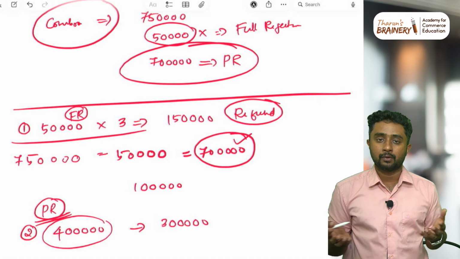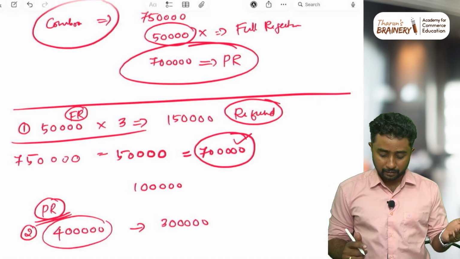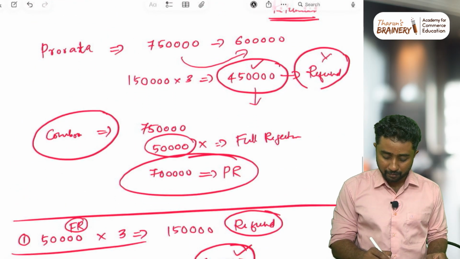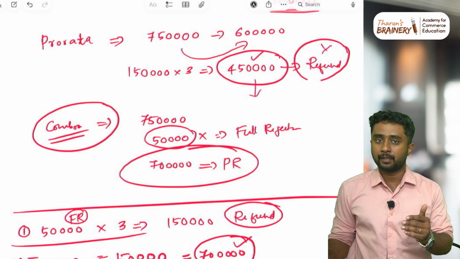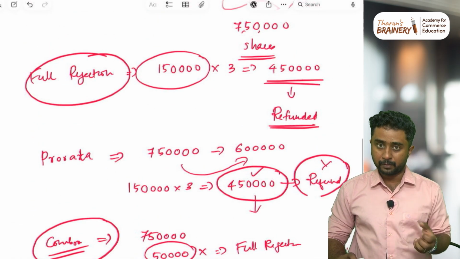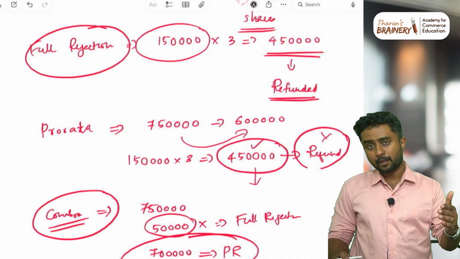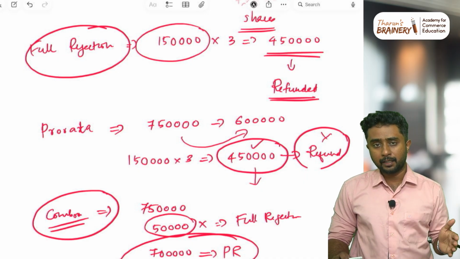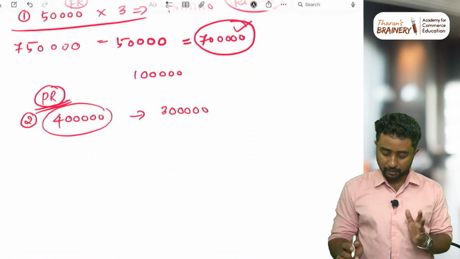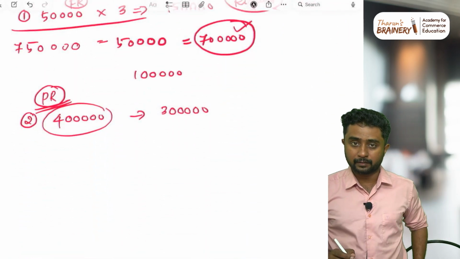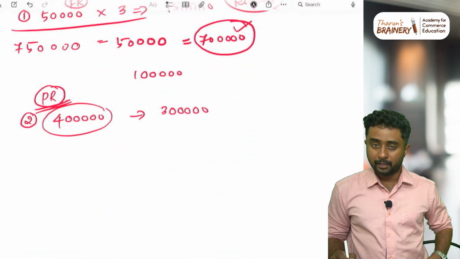Which option are they adopting? In this case, they are adopting the combo offer, which is everyone's favorite. So the combo offer is being adopted by them. Combo option means what? Some shares they are completely rejecting, and for the remaining shares they are going with pro rata allotment. So as you can see, those who applied for 4 lakh shares, we are giving them 3 lakh shares.